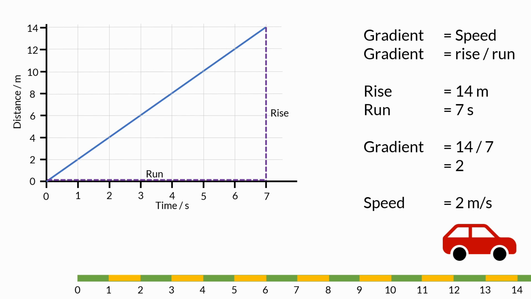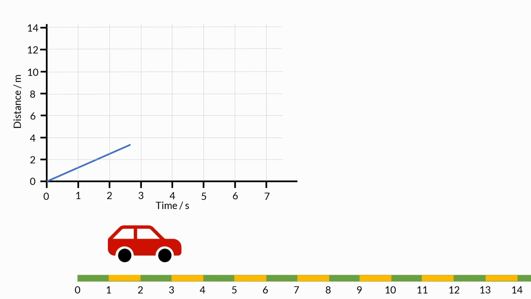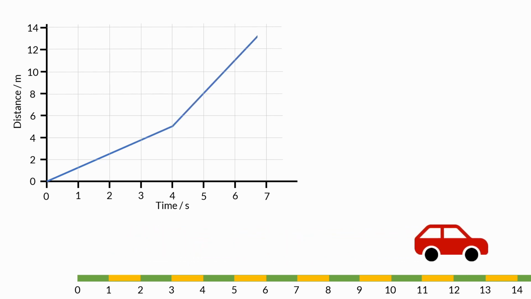Where this really is useful is whenever we have a car or an object that's travelling at a non-steady speed. Let's look at the graph for this journey. We saw that for the first 4 seconds, the car travelled quite slowly, and then it accelerated, it sped up for the remaining 3 seconds.